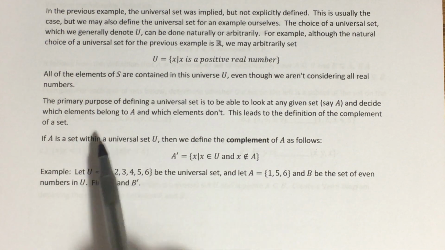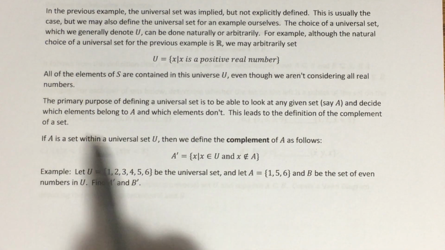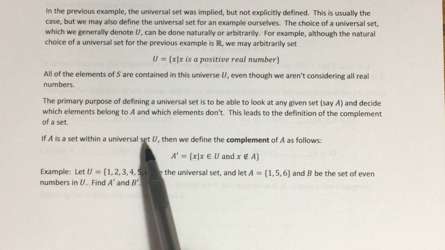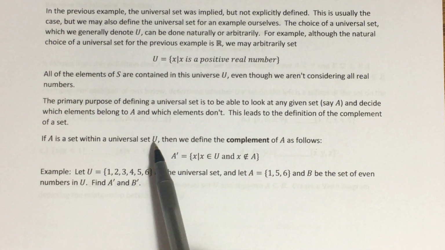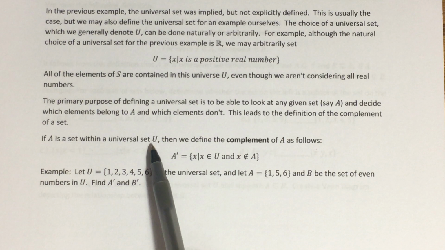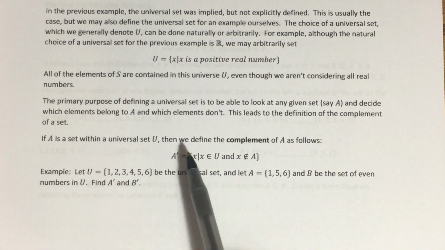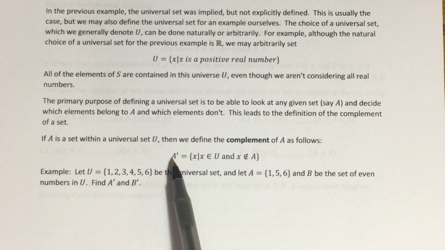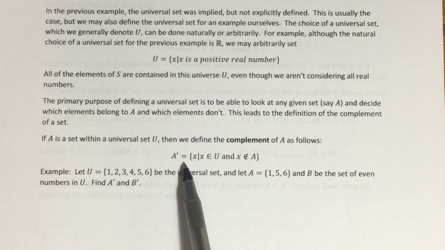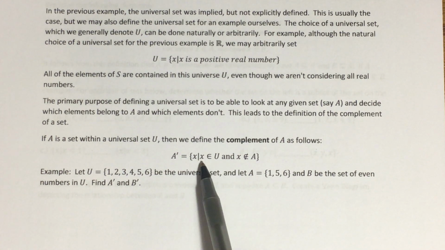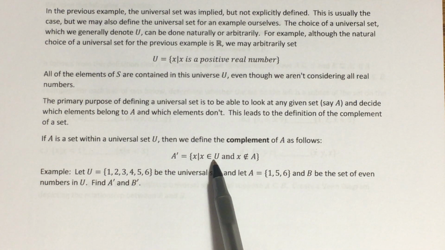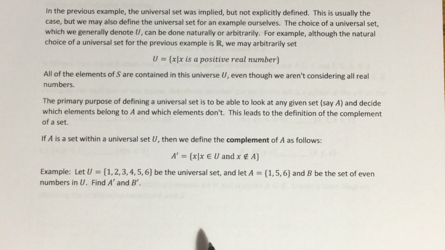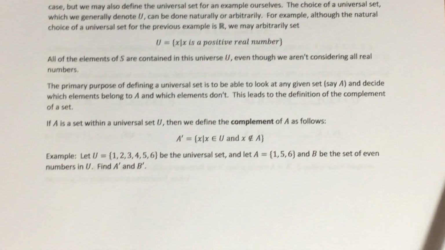So this is the definition that we're going to work with. If A is some set within a universal set, U, remember U is supposed to be the set of all objects that we would consider in that particular example, then we define the complement of our set A as follows. Notice we use this little apostrophe right here, but we read this as A complement is the set of all X such that X belongs to the universe U, but does not belong to A. Okay? So let's illustrate this with an example.